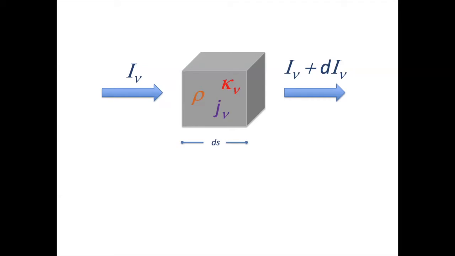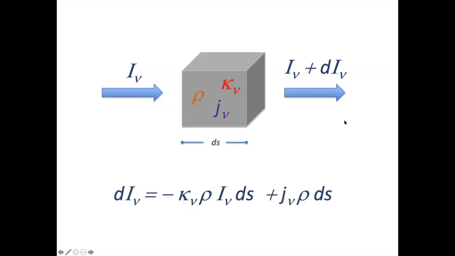So we found both the absorption law and the emission law. You have intensity going through a cube. This cube has some properties: density, opacity, emissivity, and has a size ds. The intensity that is going to come out of it is going to be modified by dI, given by a combination of the absorption, minus kappa rho I ds, plus the emission going through the cube, j rho ds.